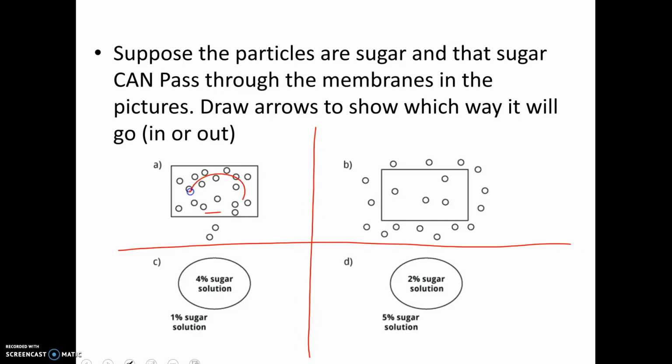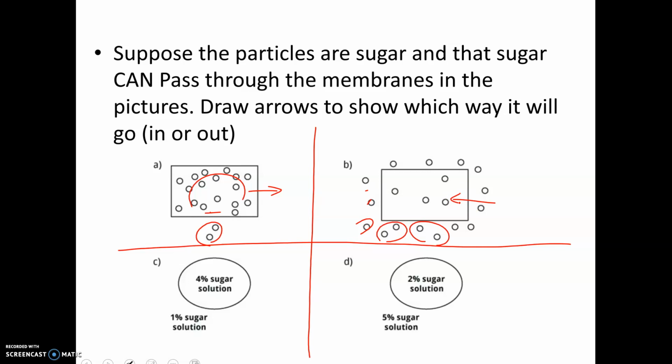So we've got a lot inside, right? But we've only got 2 outside. Well, since the sugar would tend to go from where there's more to where there's less, assuming it can pass, the sugar would tend to go out. Let's look at our second one. Well, this time we have a lot more outside than inside, so we would assume the sugar would be more likely to go in until it reaches a point where it's sort of equal on both sides.